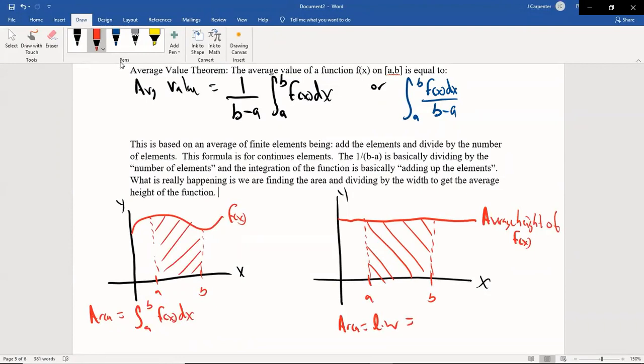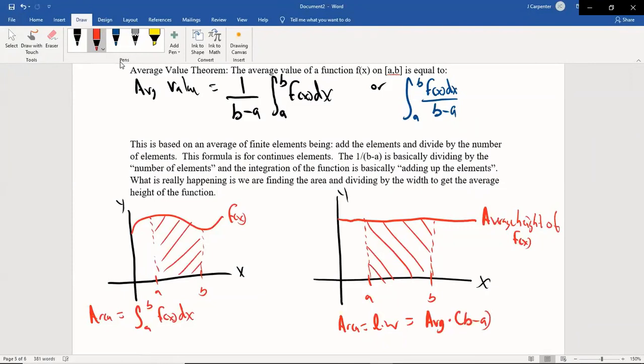The length, or let me go with the width. Actually, I wrote length first. The length is the height. We're calling length height in this case, width is width. So the L, that's the average height of f of x, which average height means the average. So that's the average times the width. The width is b minus a.